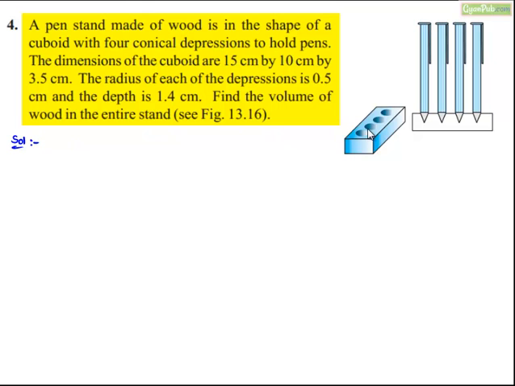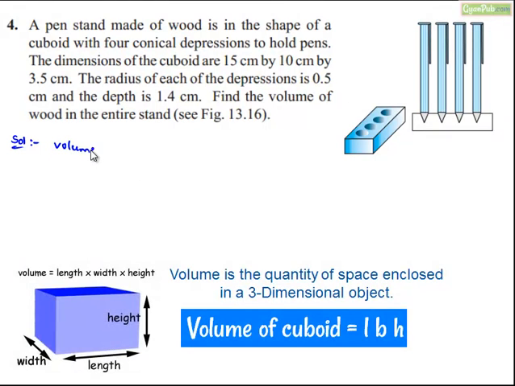Here he has given the cuboid with certain dimensions, and the pen insertions are in the shape of a cone. So he is asking us to find the wood required to make the stand. The wood required is obtained by subtracting the volume of the pen holding positions, that is 4 cones, from this. So let us initially find the volume of the cuboid.